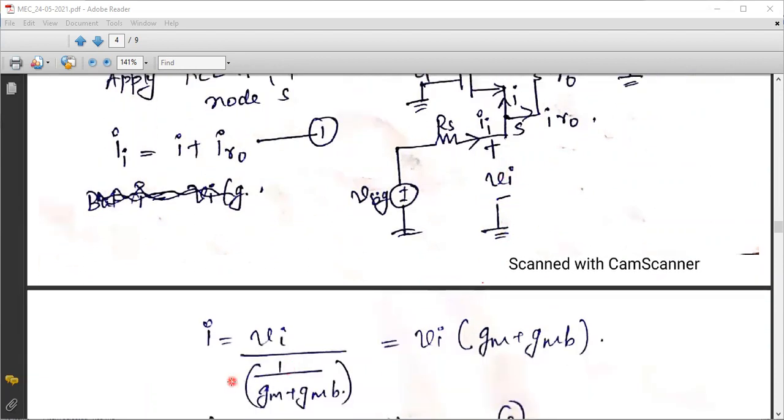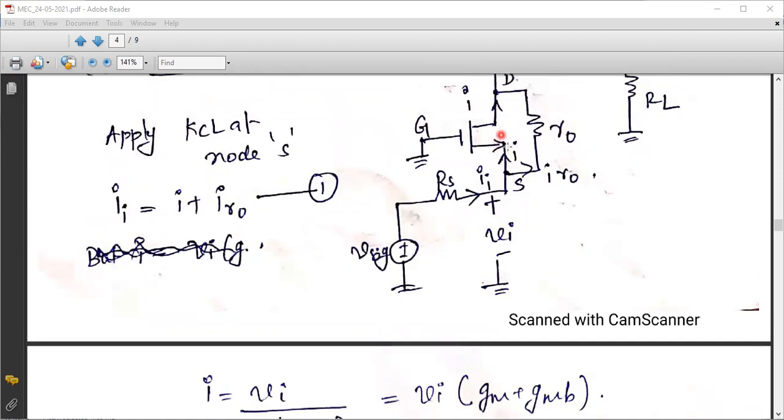So how to write the equation for I? The equation for I is VI into (GM plus GMB). That is the voltage divided by resistance, where resistance is nothing but 1 divided by the overall conductance. So that is the equation for I. What is I? I is the current through the transistor.